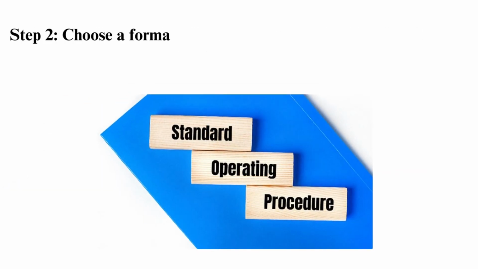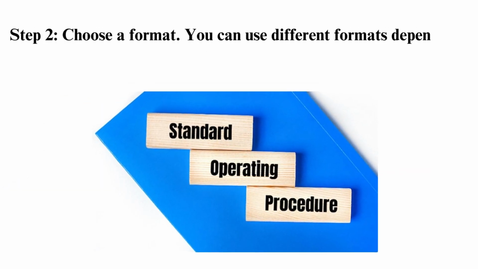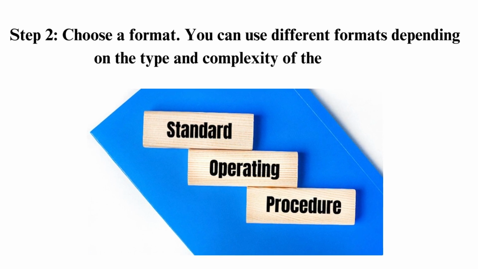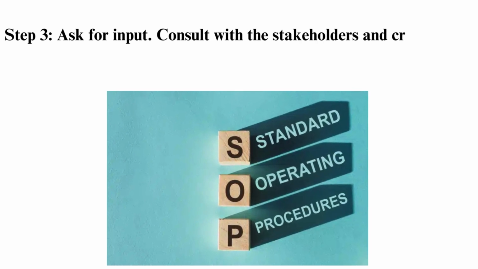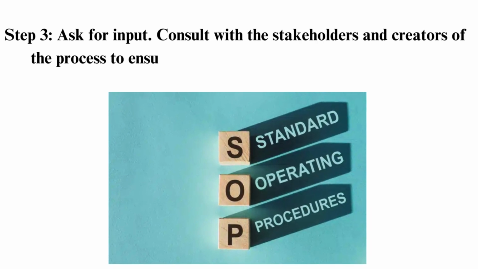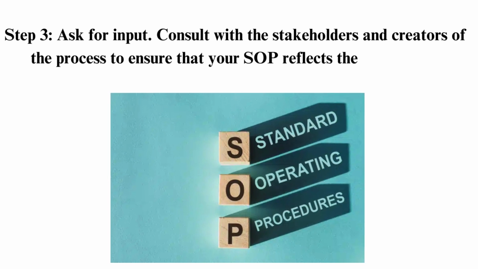Step 2. Choose a format. You can use different formats depending on the type and complexity of the process. Step 3. Ask for input. Consult with the stakeholders and creators of the process to ensure that your SOP reflects their needs and expectations.